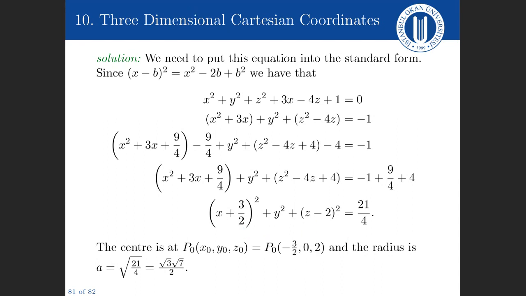And for the radius, we look at the right side. The radius squared is 21 over 4. So the radius of our sphere must be root 21 divided by 2.